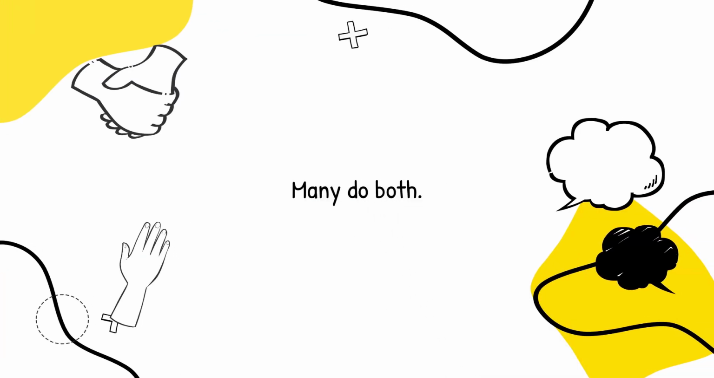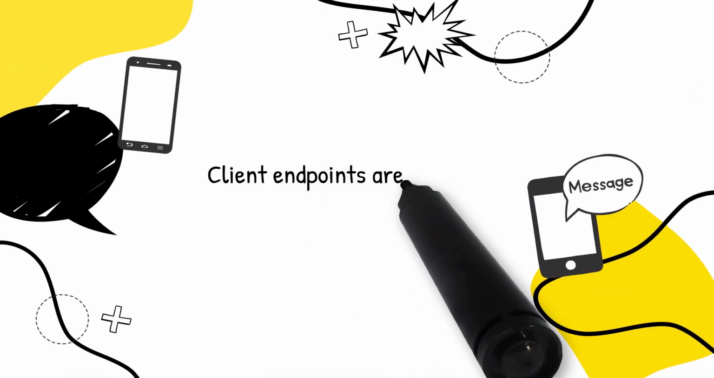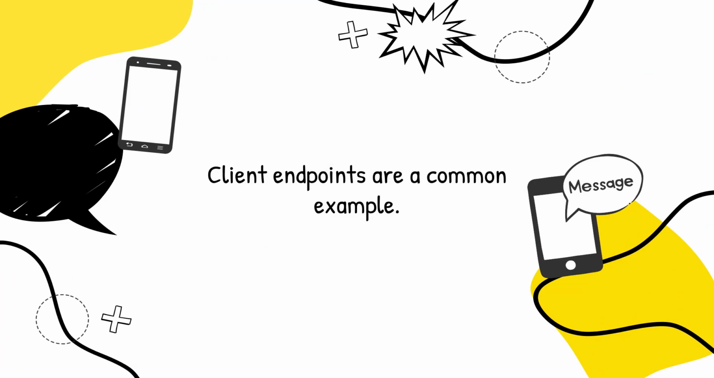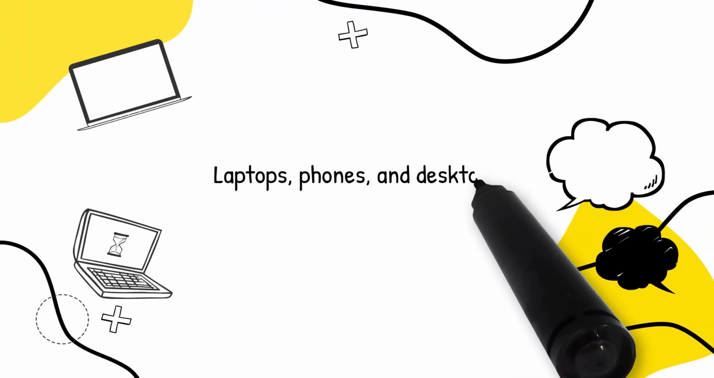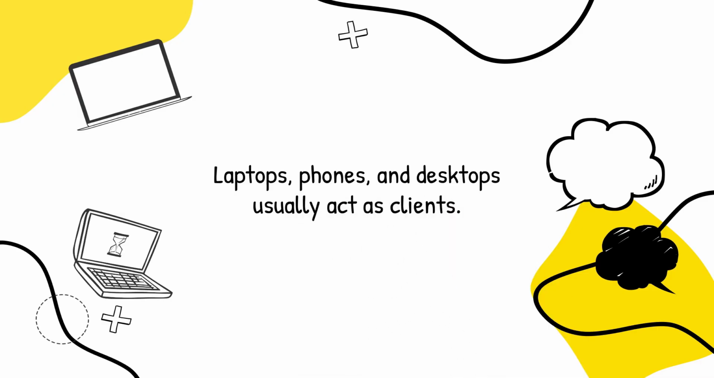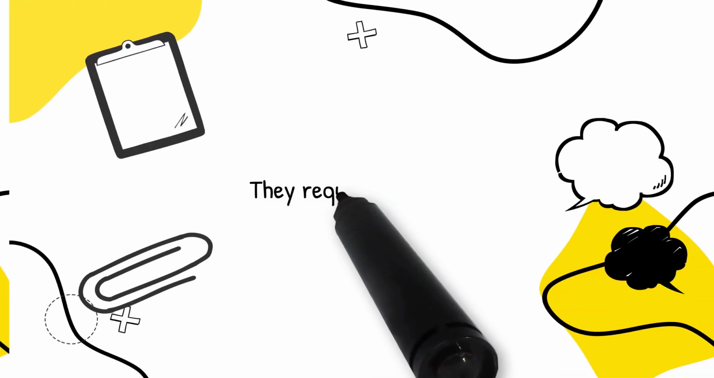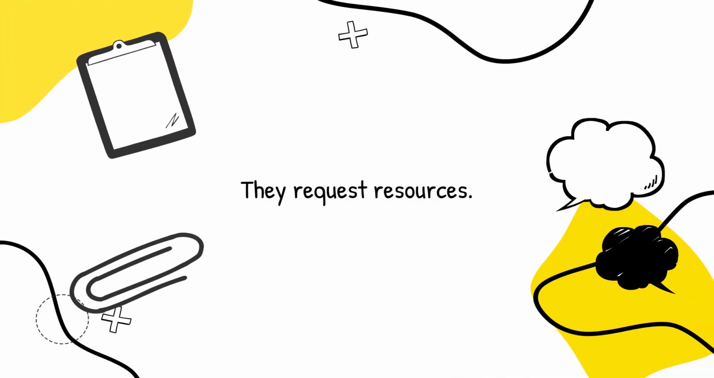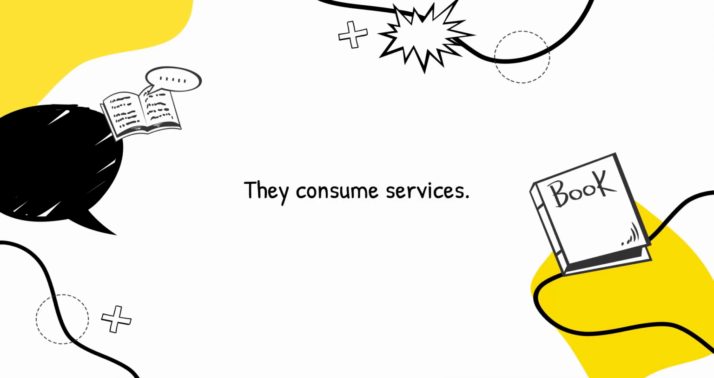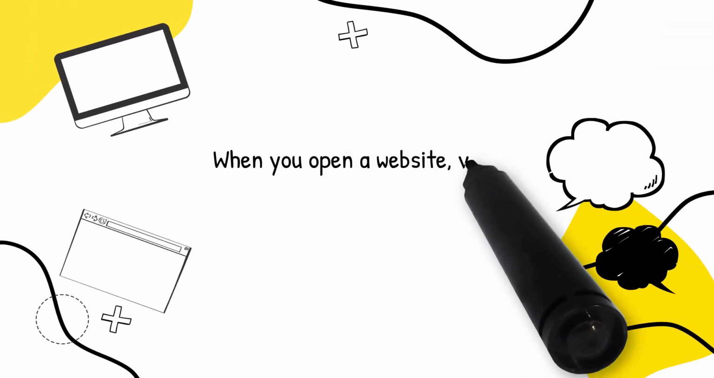Client endpoints are a common example. Laptops, phones, and desktops usually act as clients. They initiate connections. They request resources. They consume services. When you open a website, your device is acting as a client endpoint. It sends a request and waits for a response.